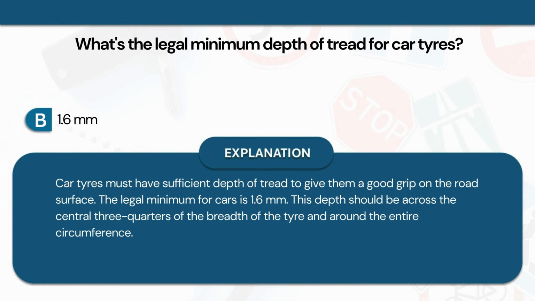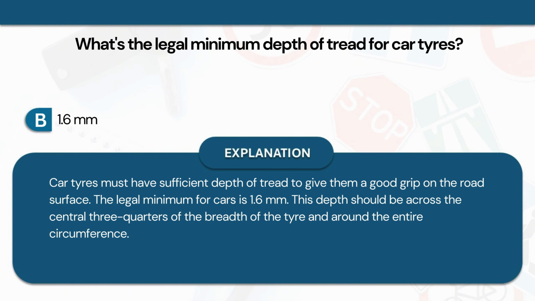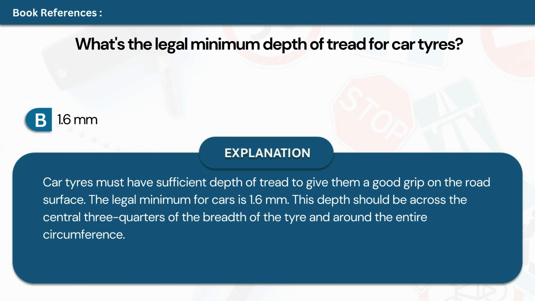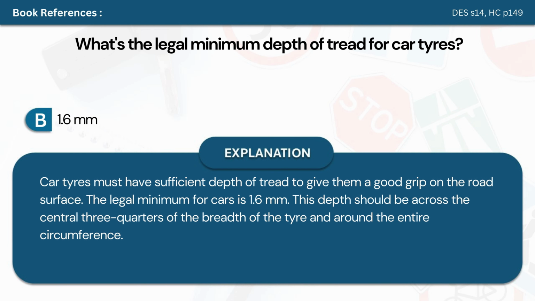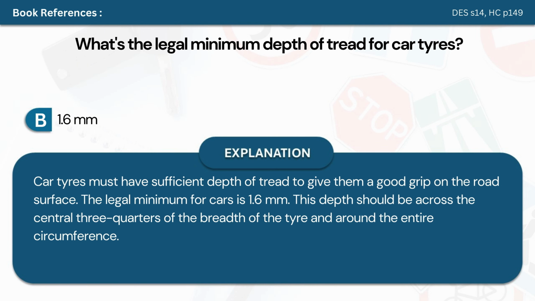Car tires must have sufficient depth of tread to give them a good grip on the road surface. The legal minimum for cars is 1.6 millimeters. This depth should be across the central 3/4 of the breadth of the tire and around the entire circumference.